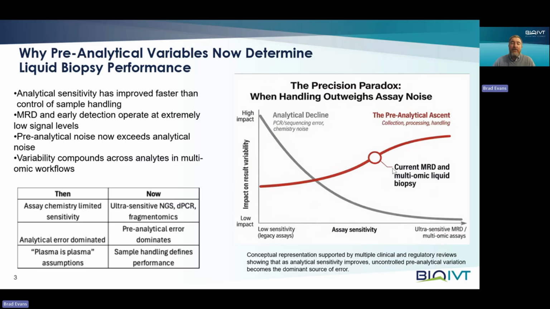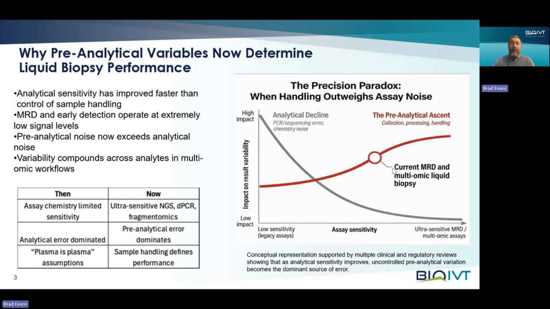We are now in a situation where the assay is more precise than the sample is being given, and that creates a scientific bottleneck. At ultra-low signal levels, background noise from leukocyte lysis, RNA degradation, vesicle release after collection, or protein modification during handling can exceed the biological signal we are trying to measure. The assay is working perfectly, but is faithfully measuring a distorted input.